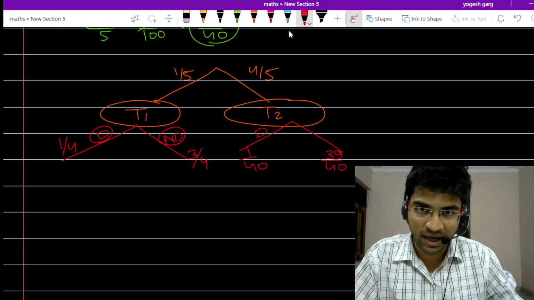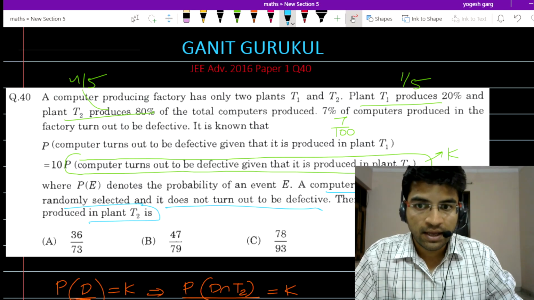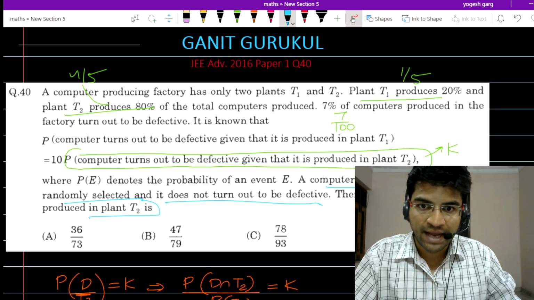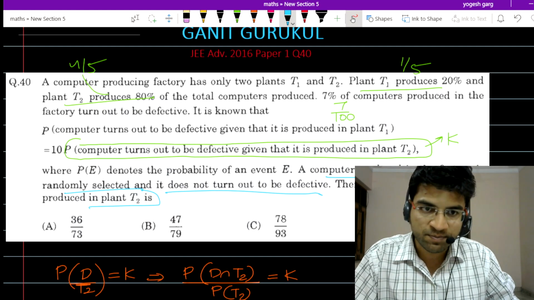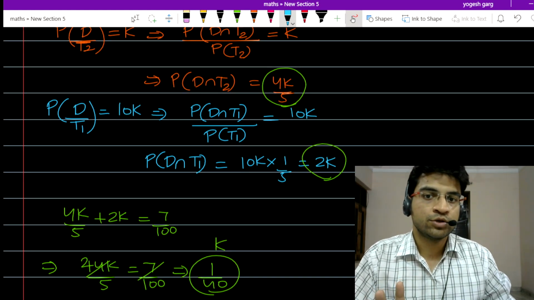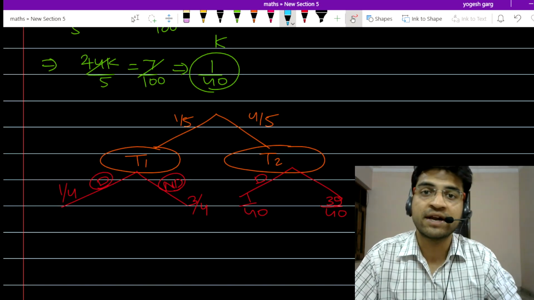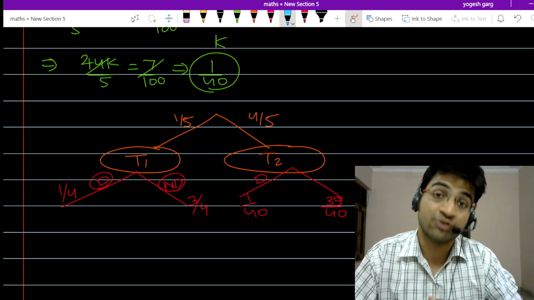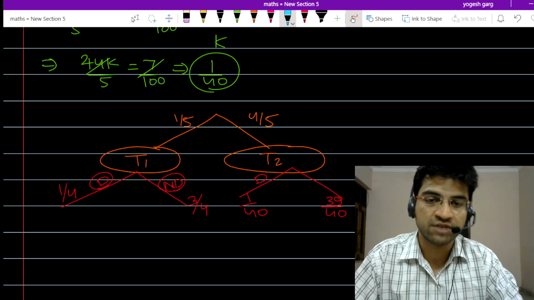Now again read what they are asking. They are asking, you choose a computer and it does not turn out to be defective, then the probability that it is produced in plant T2. So you don't have to just calculate the probability that it is produced from T2. It is given that it does not turn out to be defective, then the probability. So it's a conditional probability question.